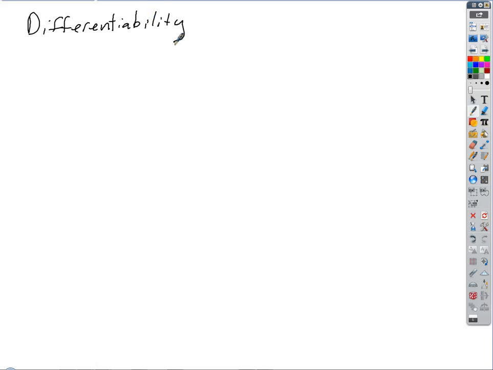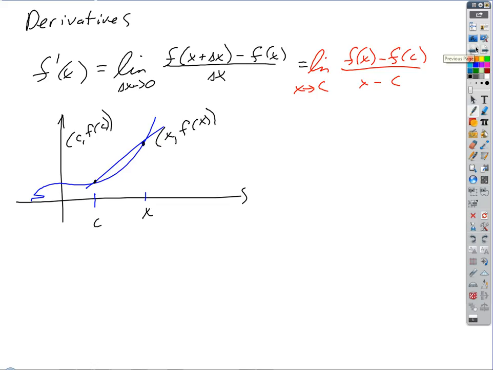Differentiability and... What do you think differentiability is? Okay, well, kind of. A derivative is a noun. The verb that goes with derivative is differentiate. So differentiate means the act of taking a derivative. To take a derivative is to differentiate, okay?